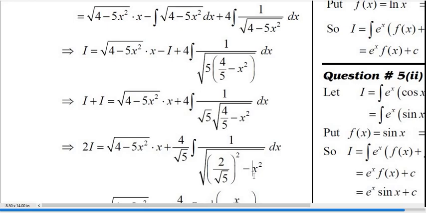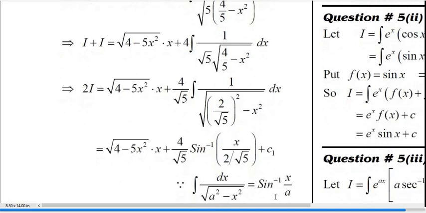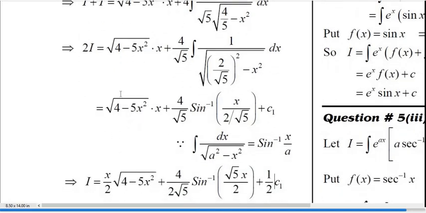Which is the same as 1 over square root of a square minus x square, and we know that the integration of 1 over square root of a square minus x square is equal to sine inverse of x by a. That's why square root of 4 minus 5x square multiplied by x plus 4 over square root of 5 as it is into sine. This whole function becomes sine inverse of x divided by 2 over square root of 5.